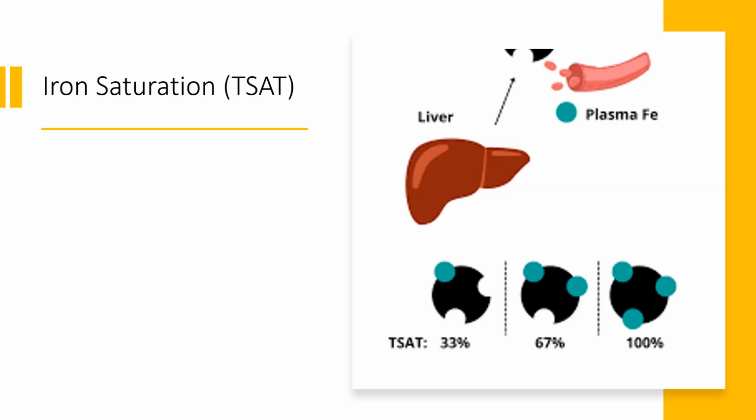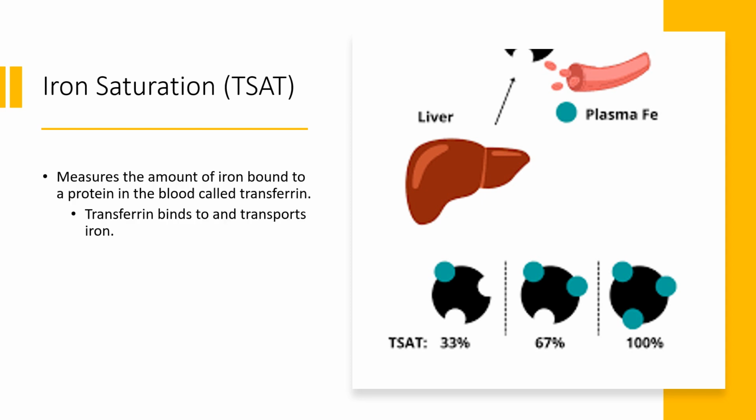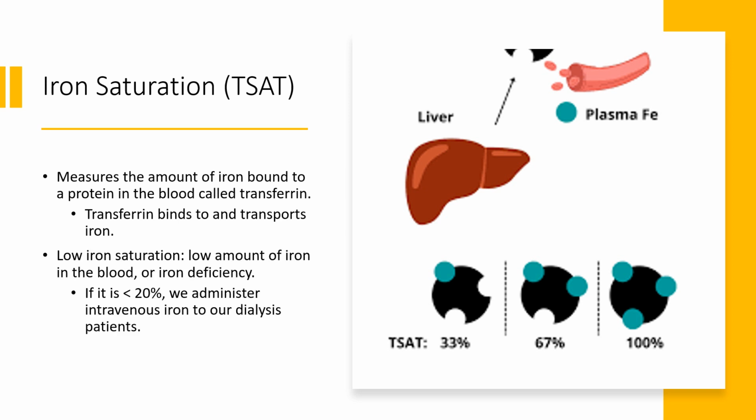Another useful test in management of anemia is iron saturation or transferrin saturation. This test measures the amount of iron bound to a protein in the blood called transferrin. Transferrin is a protein that binds to and transports iron in the blood. If not very much iron is bound to the transferrin, that suggests iron deficiency. So in other words, if you have a low iron saturation, then they don't have a lot of free iron in their blood to make red blood cells.